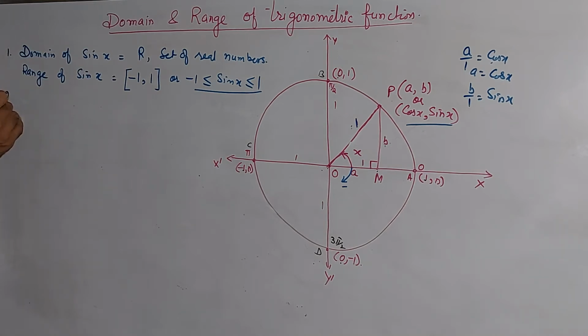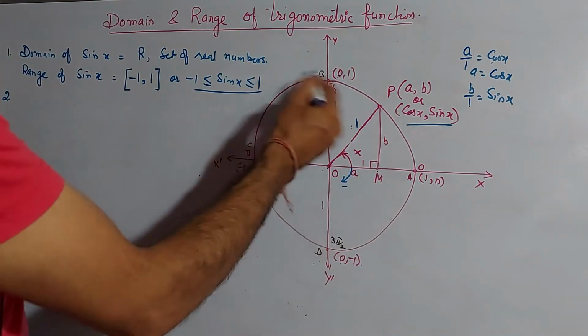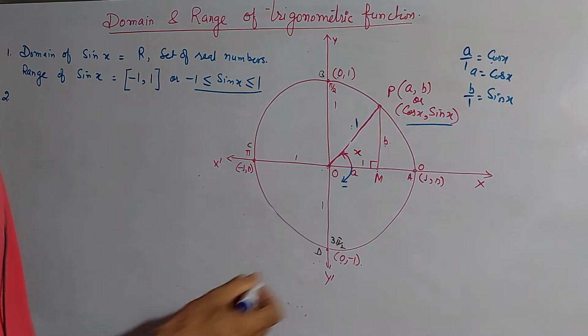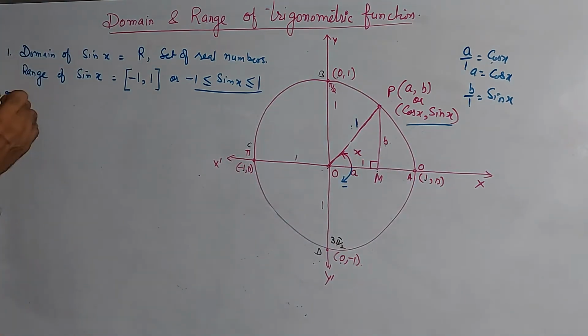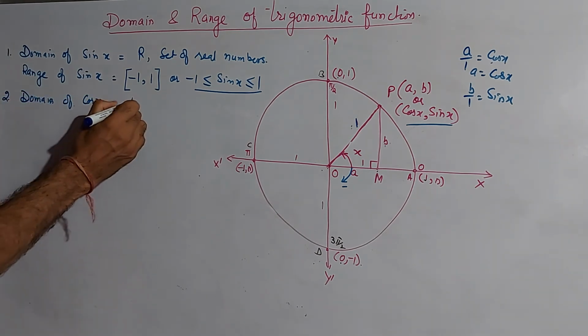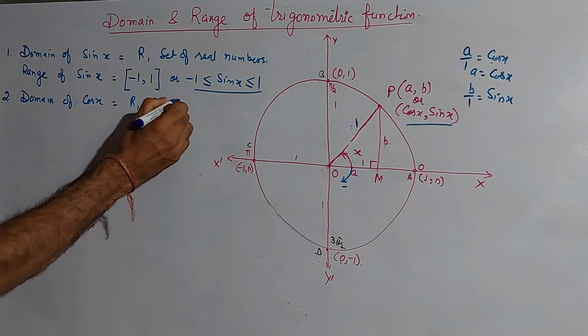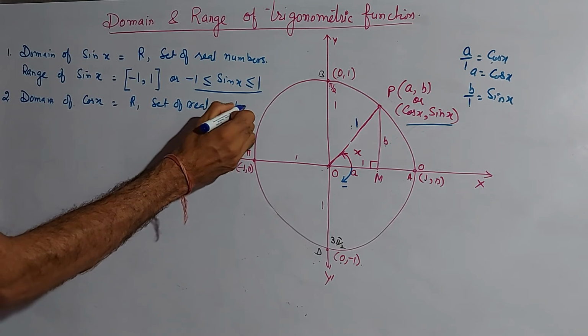Now see the second function, cos X. Similarly, we can put all the values of X, positive in the anti-clockwise direction and negative in the clockwise direction. So the domain of cos X is also R, the set of real numbers.